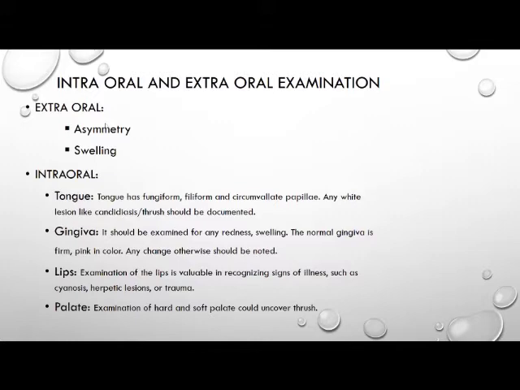Intraorally, the tongue, which has fungiform, filiform, and circumvallate papillae. Any white lesion like candidiasis and thrush should be documented. The gingiva should be examined for any redness, swelling. The normal gingiva is firm and pink in color. Any change otherwise should be noted.